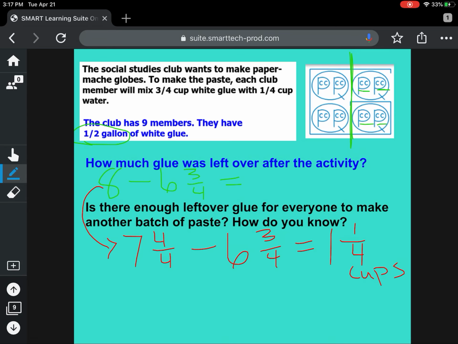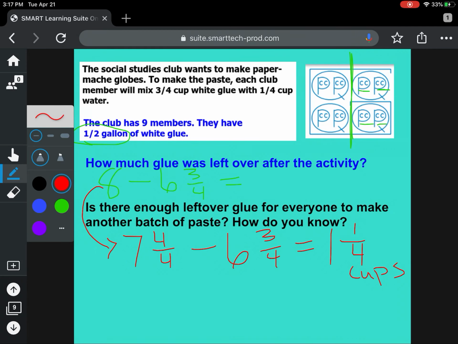Is there enough leftover glue for everyone to make another batch of paste? How do you know? Well, we know each person needs 3/4 cup of glue to make a globe, and there are 9 people. Is there enough for 9 people to make 9 more globes? Let's look and see.